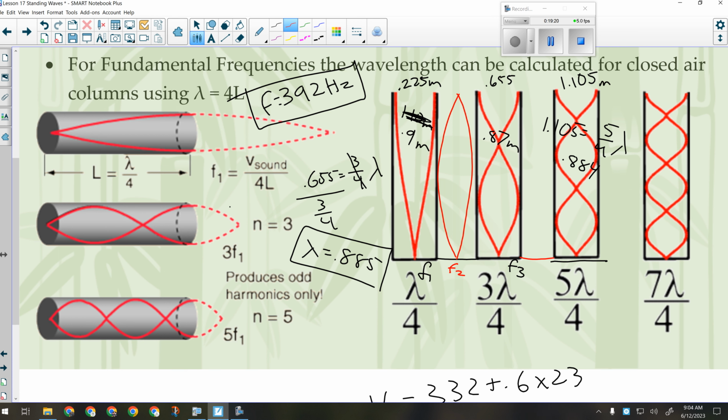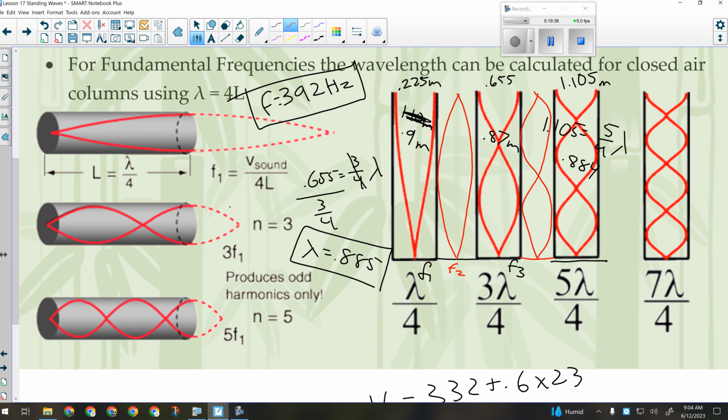At F4, I'd have a full wavelength in the tube, I just don't hear anything. So our closed air columns only resonate at odd numbered frequencies.